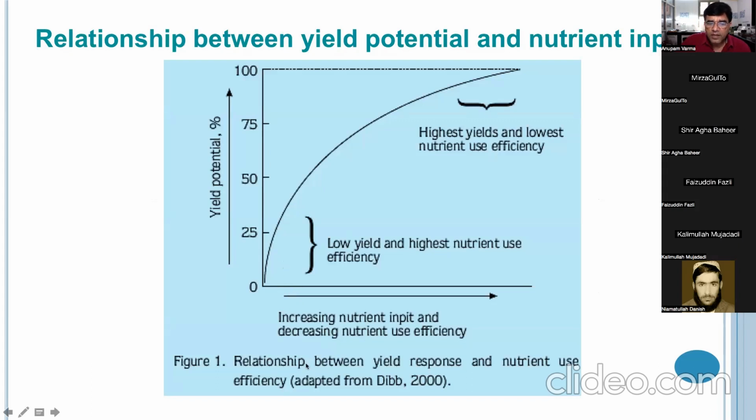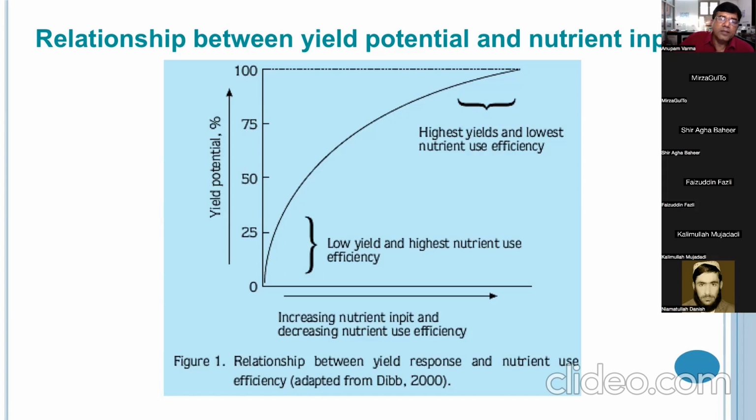See the data. This is the data on the relationship between yield response and nutrient use efficiency. So what is happening to nutrient use efficiency in the world? You can see on the x-axis, you have increasing nutrient input. Suppose you are increasing the nitrogen. This graph shows the critical point: if we increase the fertilizer, the yield will increase, but a time will come when there is no increase in the yield. Yes, you are right.